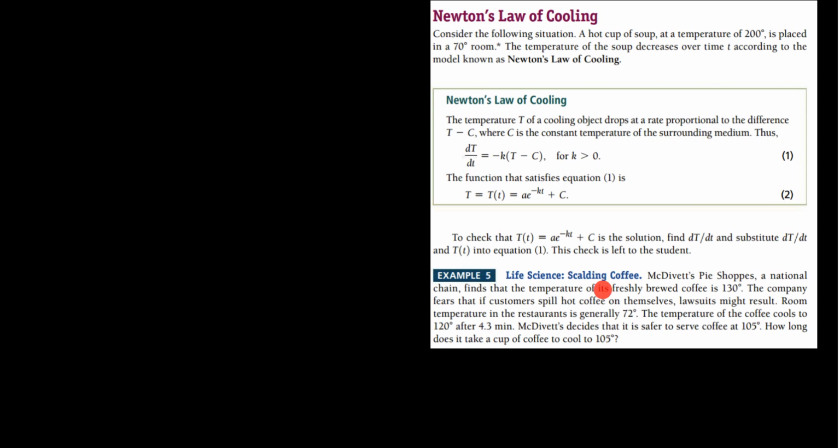Alrighty, so example 5, scalding coffee. If you haven't heard about it, there was a lady who got to sue McDonald's back in the early 90s because she spilled coffee on herself. But it wasn't just hot coffee, it was scalding hot coffee. And she won a pretty penny too.